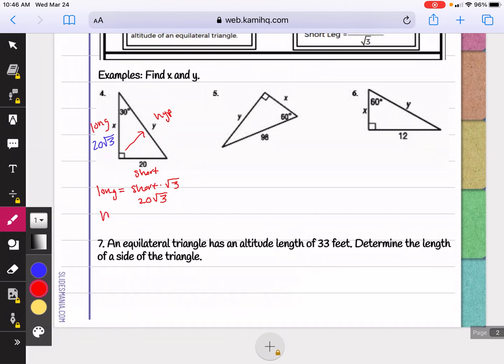And then the formula for hypotenuse is 2 times the short leg. So 2 times 20 equals 40. So for this problem, x equals 20 square root of 3 and y is equal to 40.